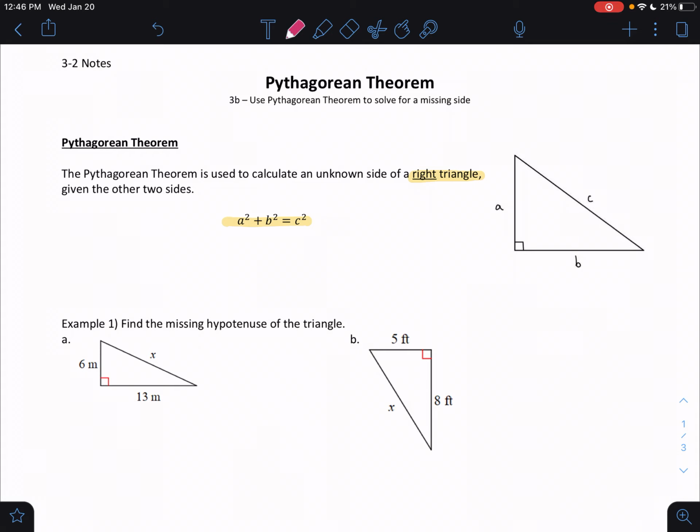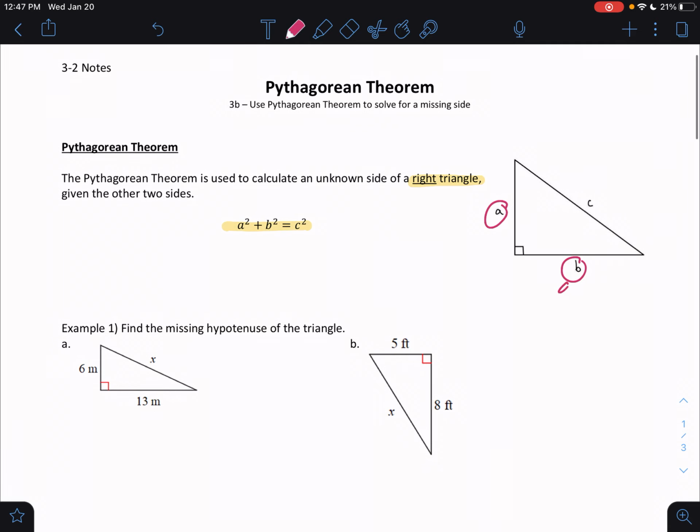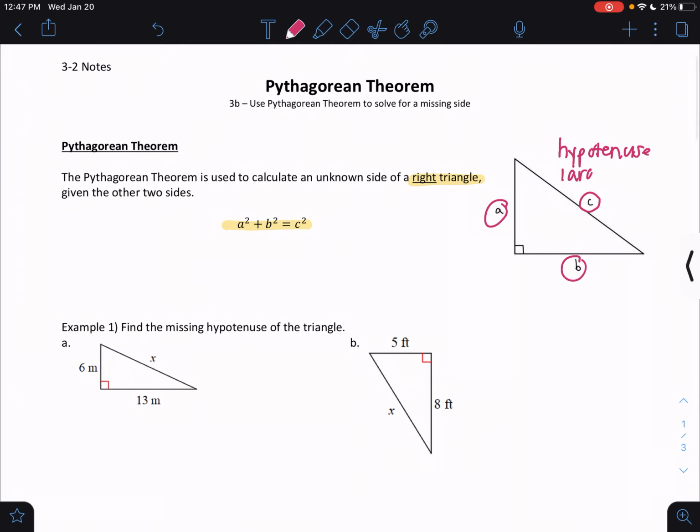So what that's saying is that the two legs, which can be used interchangeably, this one could be called A and this one could be called B, it doesn't really matter. Those two squared added together must equal the largest side, which is called the hypotenuse. And the hypotenuse is always across from the 90-degree angle.